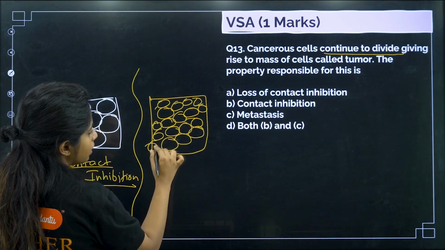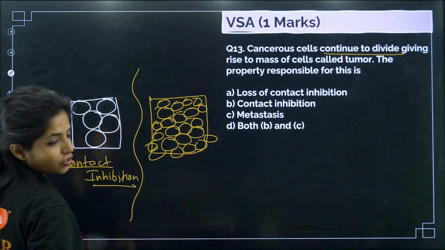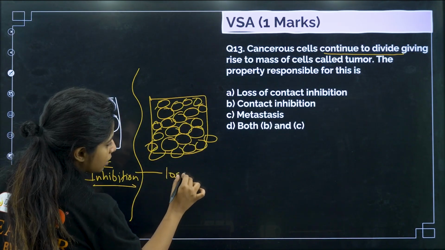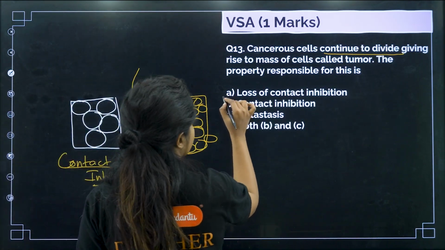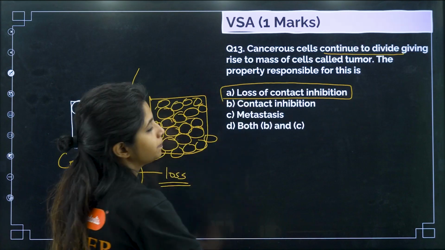It will keep on dividing and come out of the box as well. This is known as loss of contact inhibition. They lose this property of contact inhibition. So that is what is given over here, and this becomes your answer.